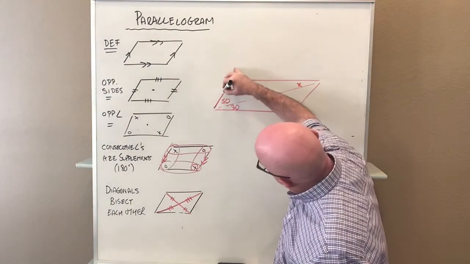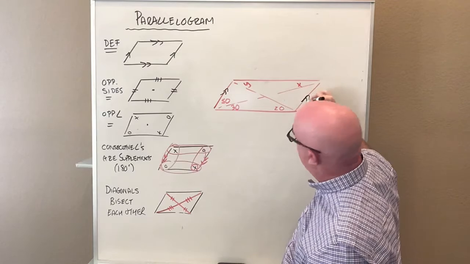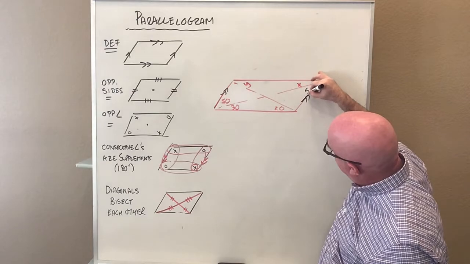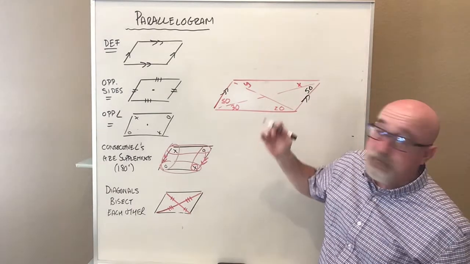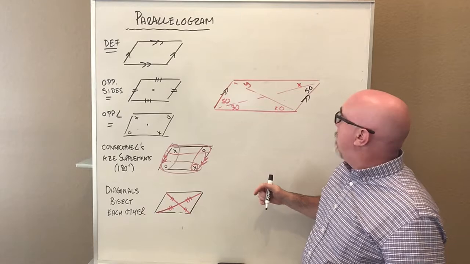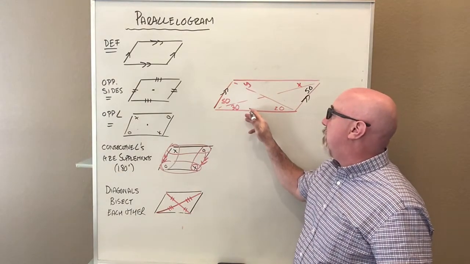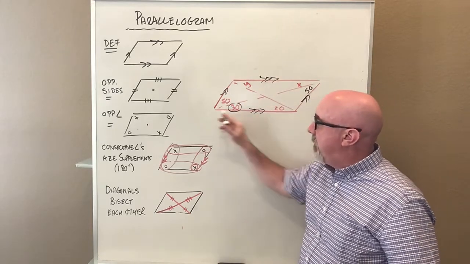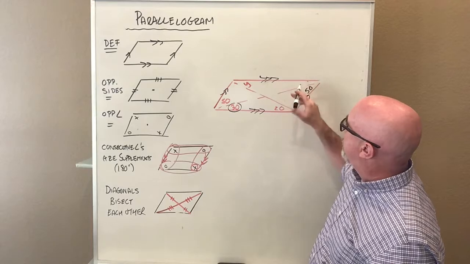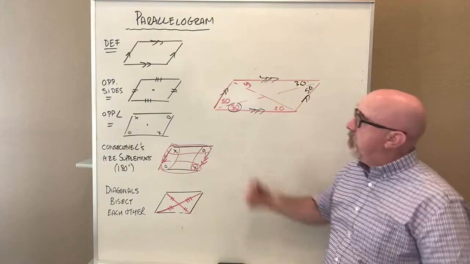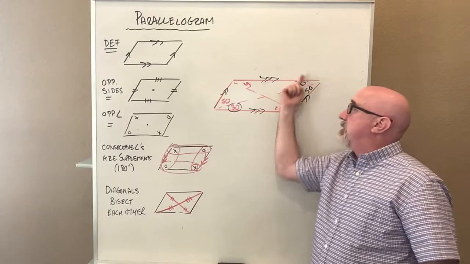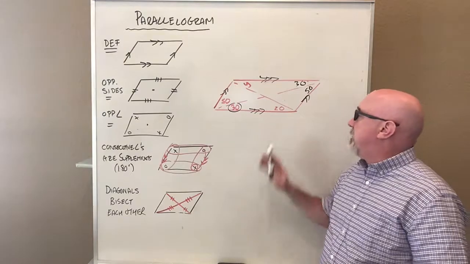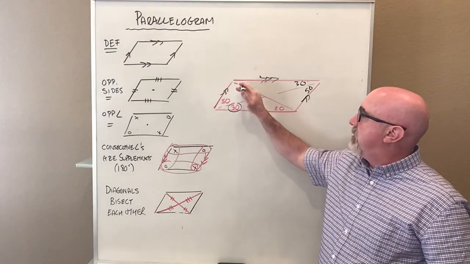So I know that these lines are parallel. That's here. So this is alternate interior. 50 would be alternate interior to this angle. I found one. I also know that these lines are parallel going this way. And so this 30 would be alternate interior to X. So this would be 30 up here. Do you notice that this sums to 80 and this sums to 80 because opposite angles have to be equal? Let's see. This 20 would be alternate interior to this corner.